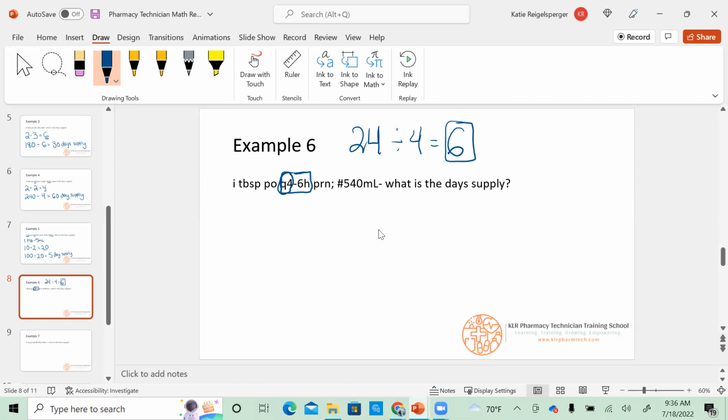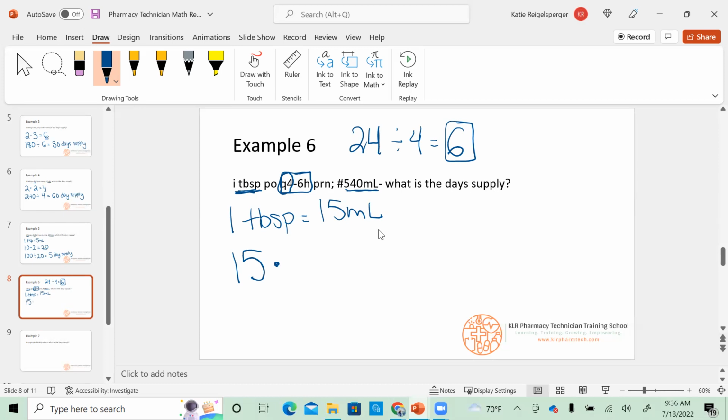Okay. Now we can start doing the problem. Again, because here we're talking about tablespoons and here we're talking about milliliters, we have to know our conversions and convert this tablespoon to milliliters. For this, you must know that 1 tablespoon equals 15 milliliters. So now we know that every time the patient takes 15 milliliters.